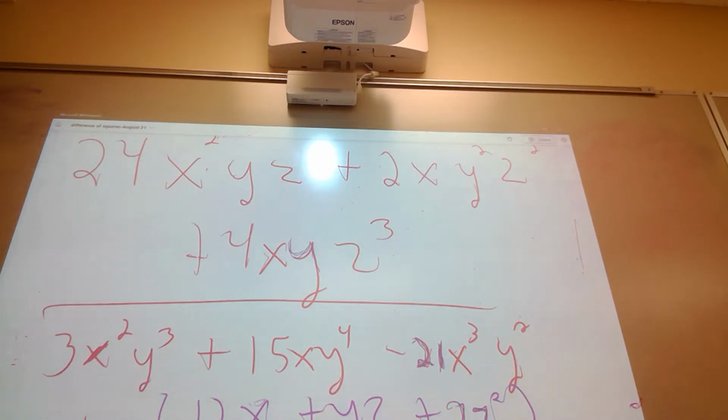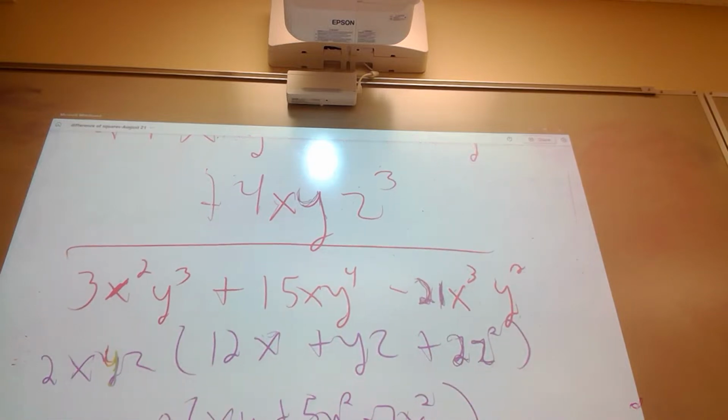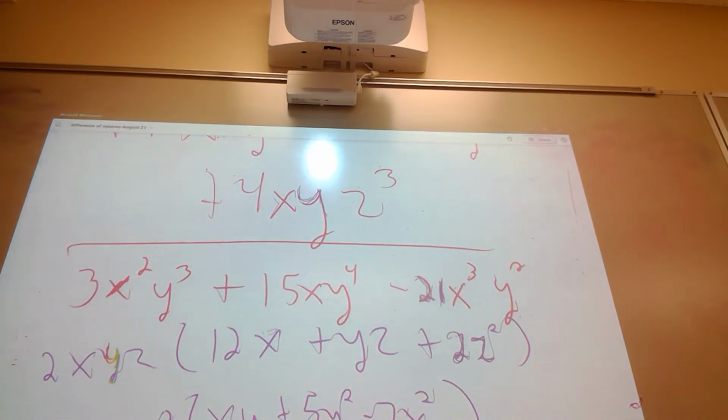So the first part, 3 is the factor we have in common. So put in the lowest power of x squared, x, and x cubed. Just x. It's the lowest power of y cubed, y to the fourth, y squared. Okay. So we have here 3xy squared times xy plus 5y squared minus 7x squared.